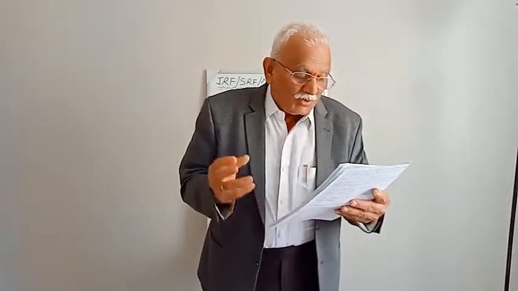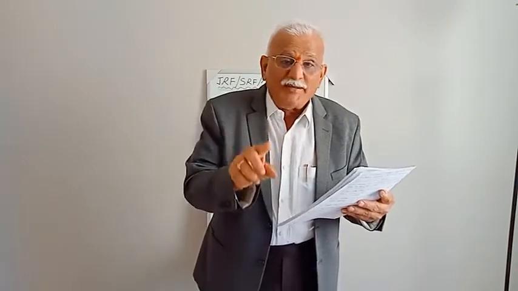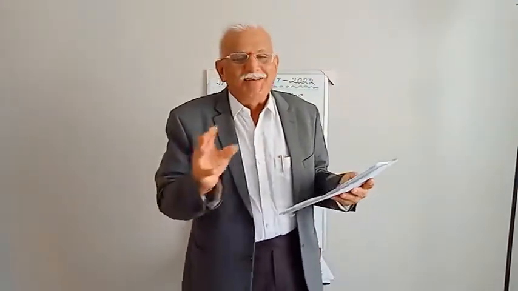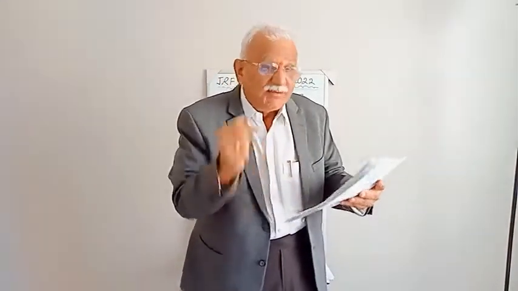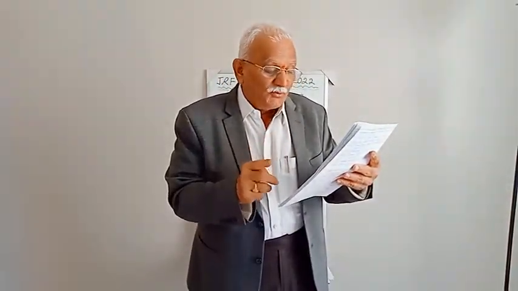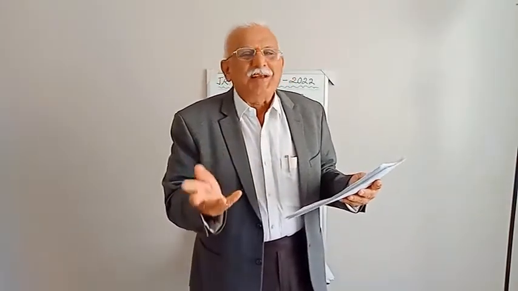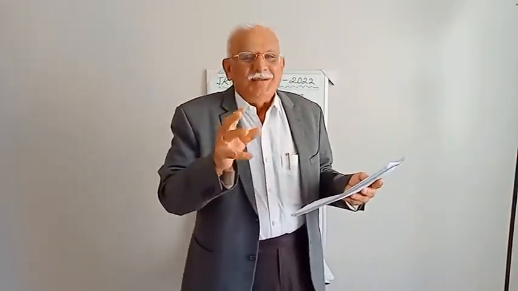Next, soil moisture moves from wet to dry zone. Correct. Soil moisture moves from wet to dry zone. Correct. Assertion. What is the reason? Soil moisture moves in response to a potential gradient. Where a potential gradient occurs, from high to low.